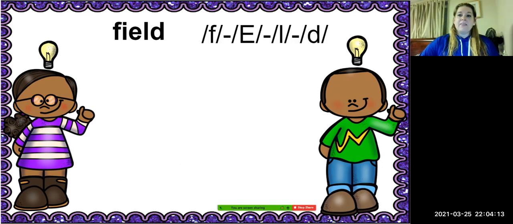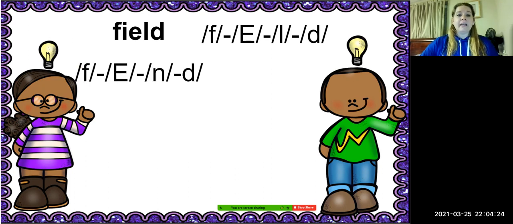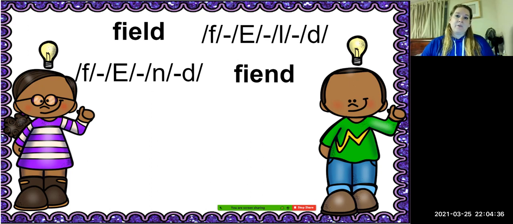Field. Good. The eld is the blend. And we're going to get rid of the first sound in the blend. So we're going to replace the l with n. This word is a little tricky because you may have never heard this word before, but it's fiend. Fiend. It's the fiend. That is another word for like a villain or a bad guy.